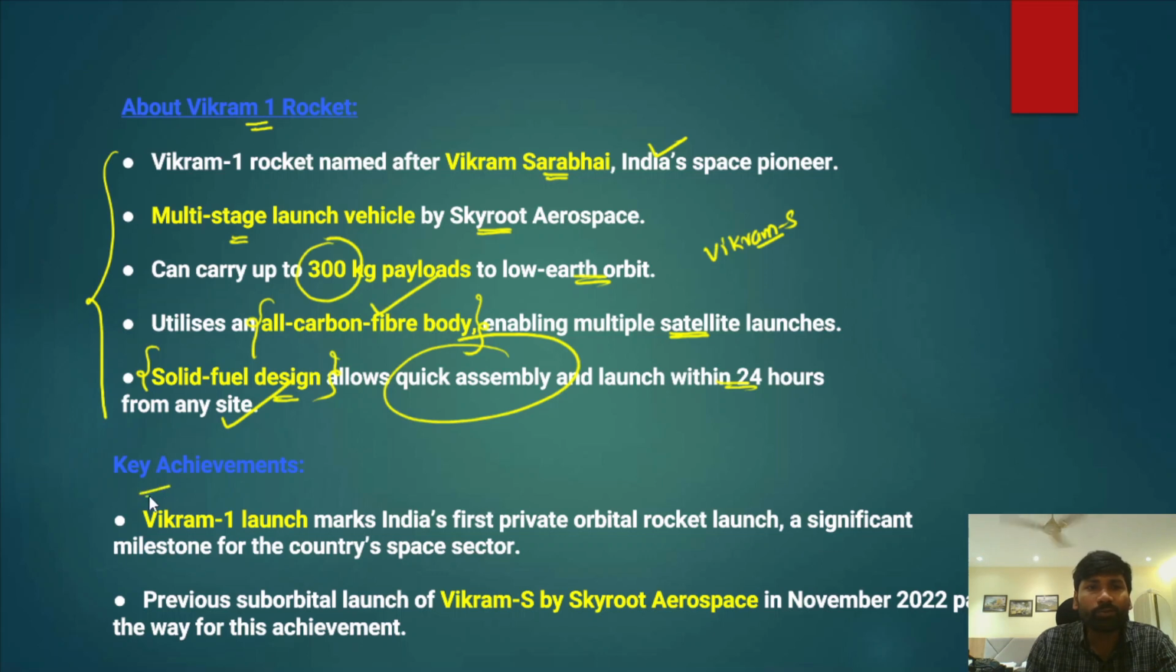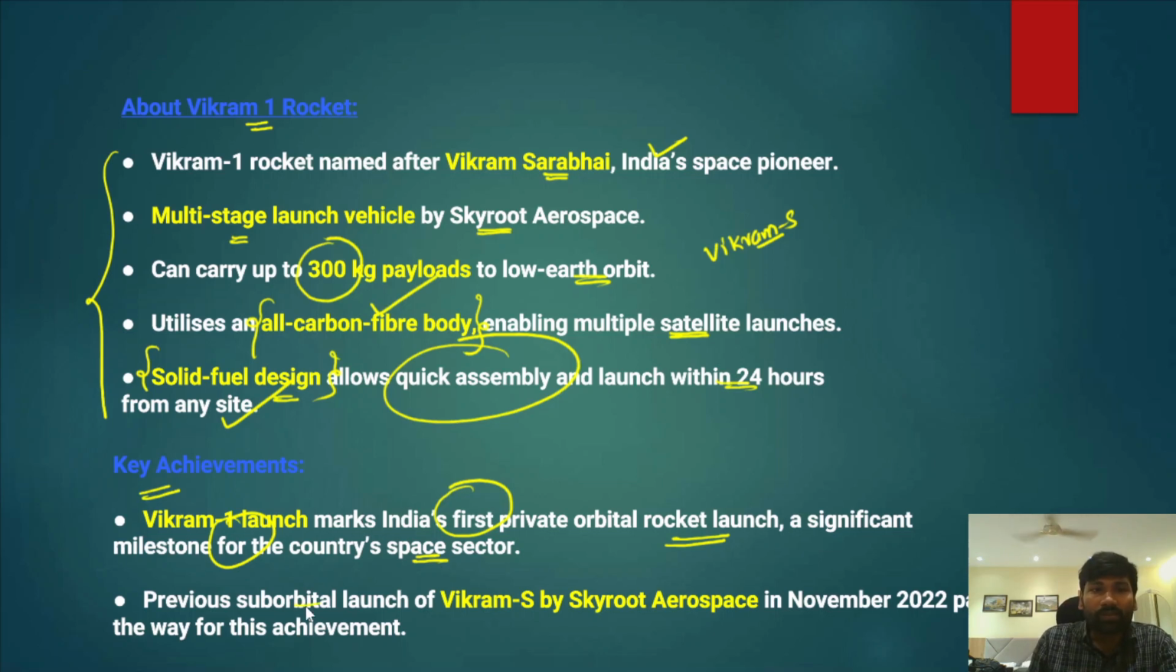Okay, so the key achievement of the Vikram-1 launch is that it marks India's first private orbital rocket launch, and it is also a significant milestone for the country's space sector because it influences and inspires other private space companies, and it also attracts a lot of private and foreign investment into India's space sector. And recently, remember, the government has also changed the rules with respect to foreign direct investment in the space sector, and that would give a further boost to India's space industry.